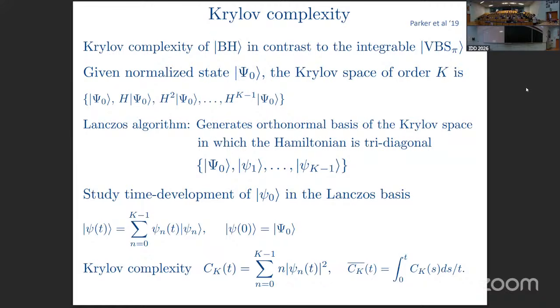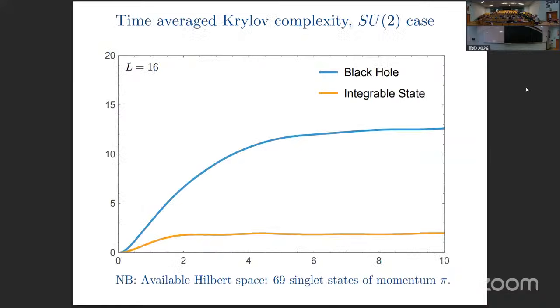This algorithm works in such a way that your Hamiltonian becomes tridiagonal, that is, hopping in that space. And then you study the time development of your state in that basis and find the Krylov complexity as the average distance from the initial state that your state psi has moved in t time steps. And you can also integrate over time, average over time if you want.